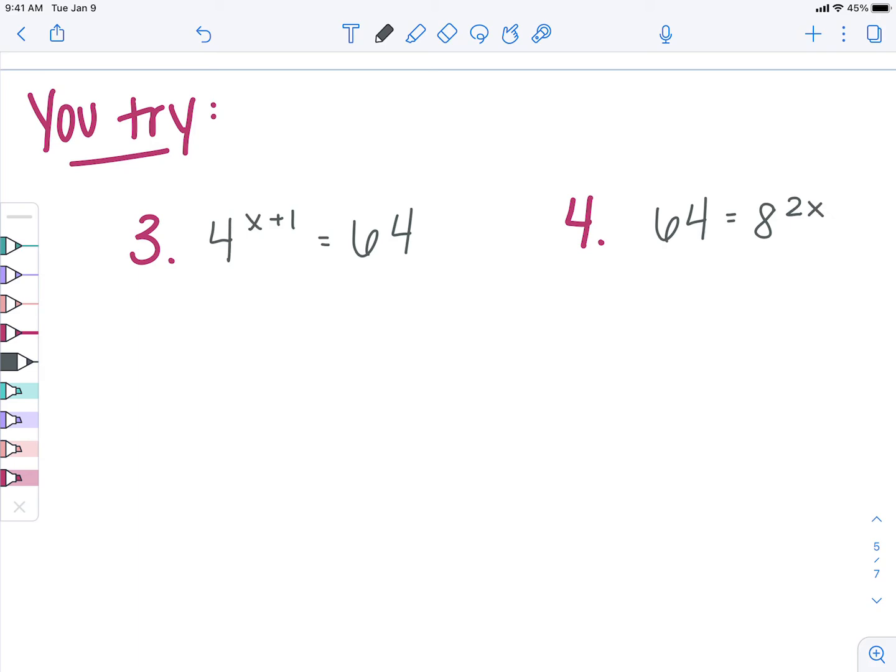I gotta change the bases, right? I was gonna say, could you subtract 60, but I realized if you subtract 60 from here, you have to subtract it over there. You gotta change your bases. So the first one, you rewrite 64 as 4 to the third. Bring the rest down. X plus 1 equals 3.